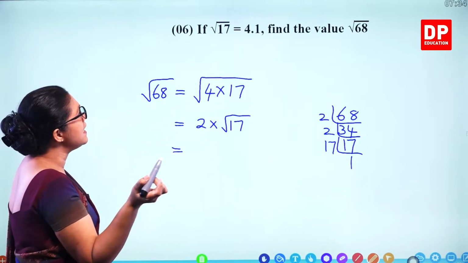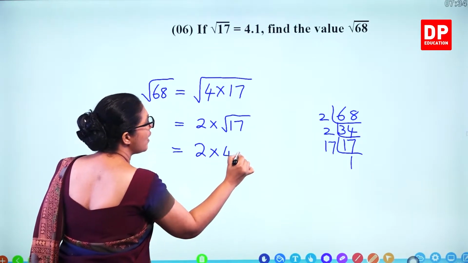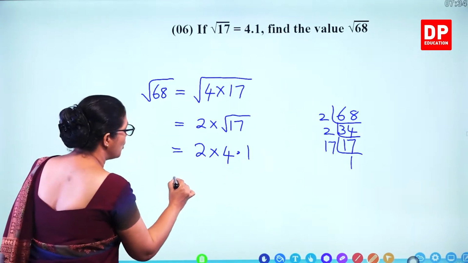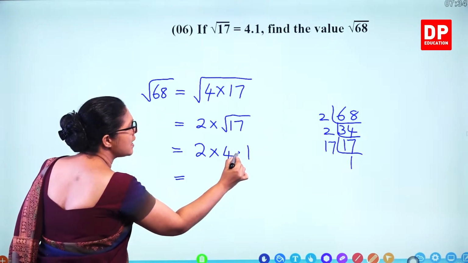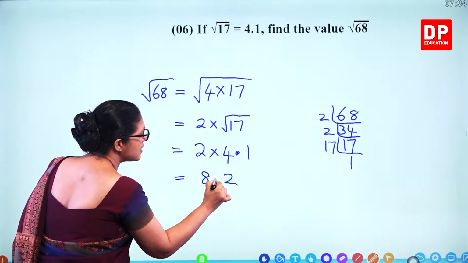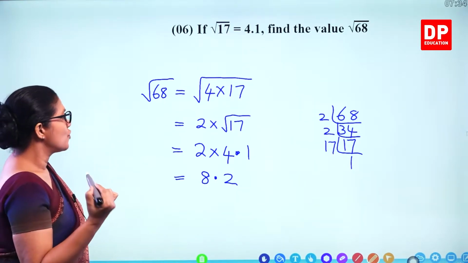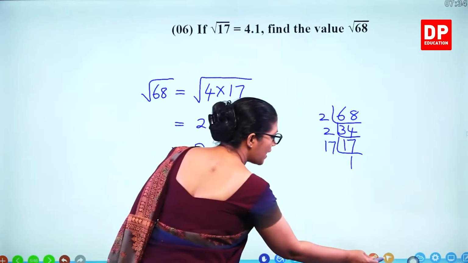Root 17 is 4.1. So 2 times 4.1. When you multiply, what do you get? 2 times 1, 2. 2 times 4, 8. So the answer is 8.2. So you get 2 marks for that.